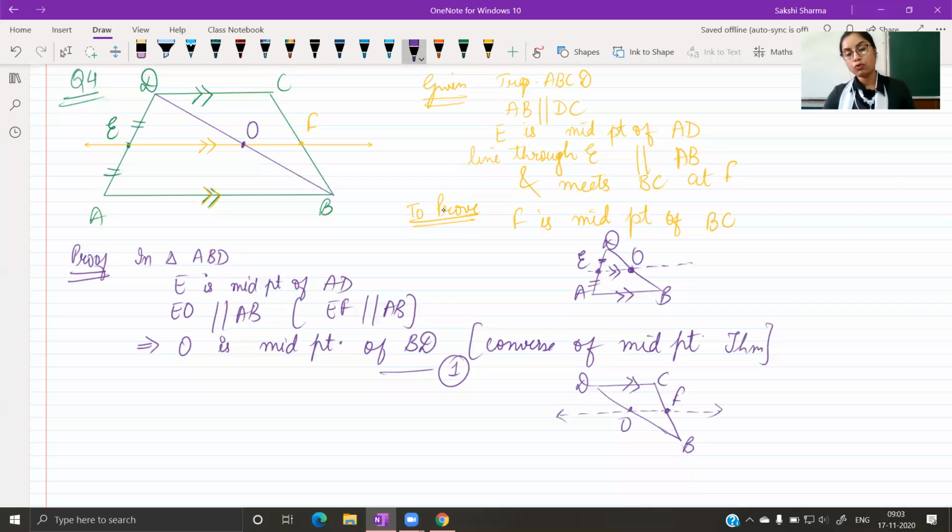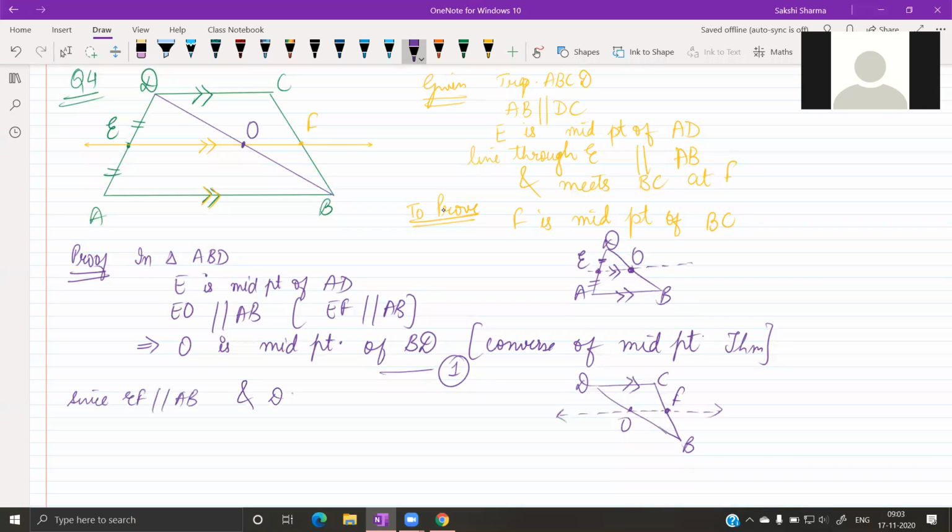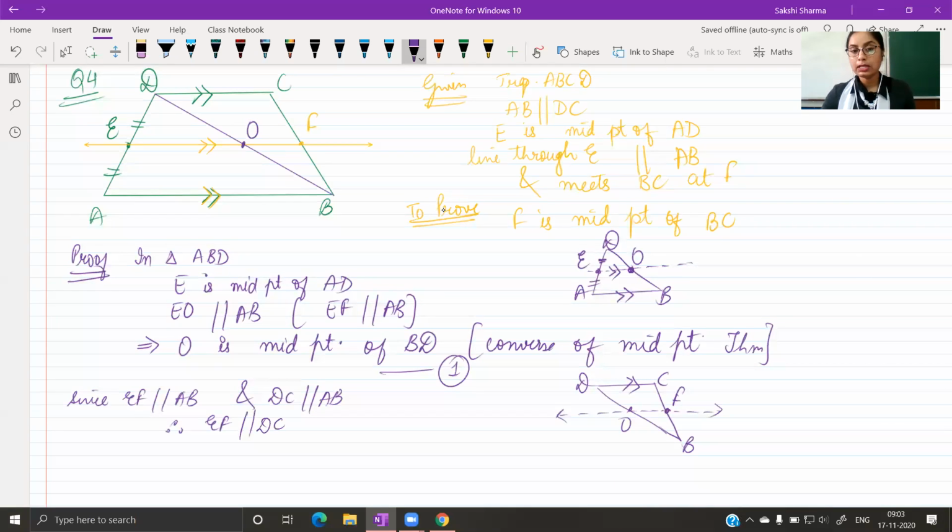Now, the first thing we want to prove here is that the line segment joining OF is parallel to DC. You can write down, since EF is parallel to AB and DC is also parallel to AB, therefore EF will also be parallel to DC. This condition is required to be used in this triangle here. That's how I will be able to apply my converse. कन्वर्स के लिए पैरेलल की कंडीशन होनी चाहिए पहले से, तभी आप अप्लाई कर सकते हो.